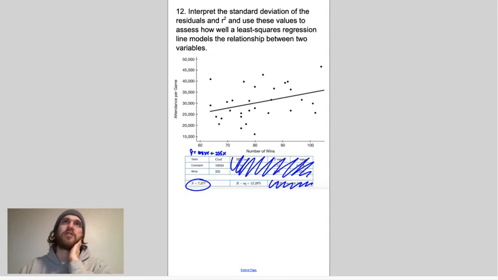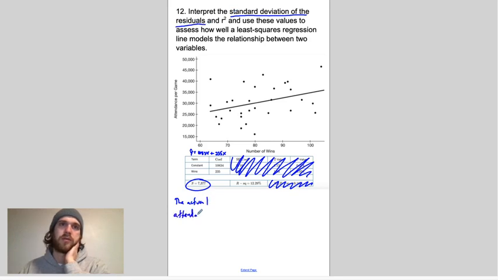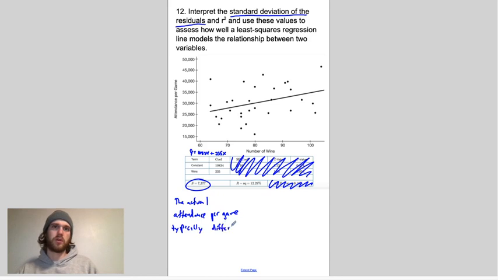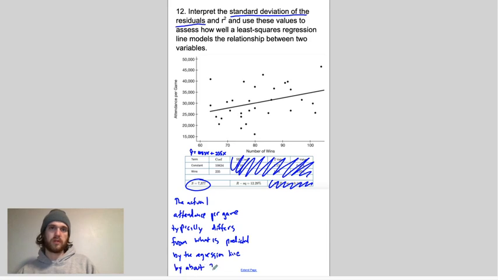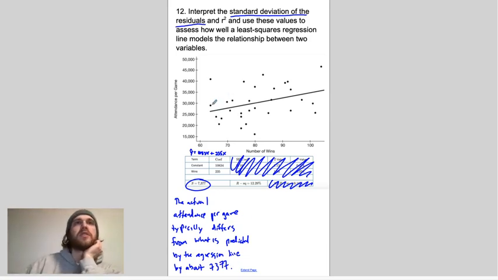So for the standard deviation of the residuals, I'll do that in blue: the actual attendance per game typically differs from what is predicted by the regression line by about 7,377 people.